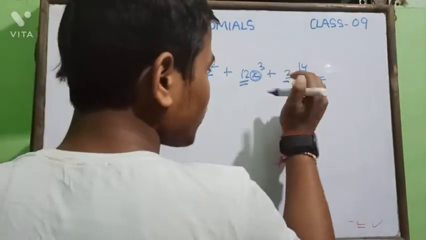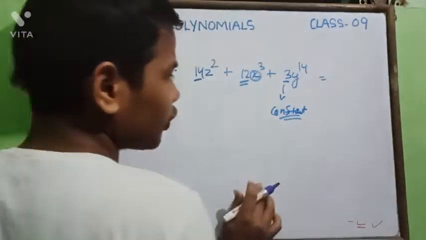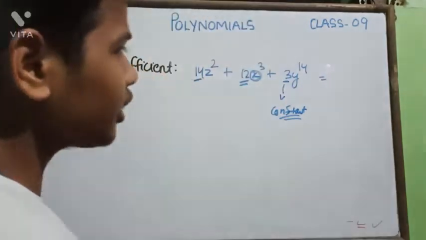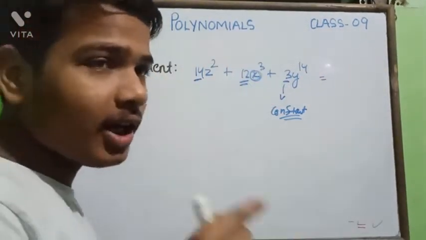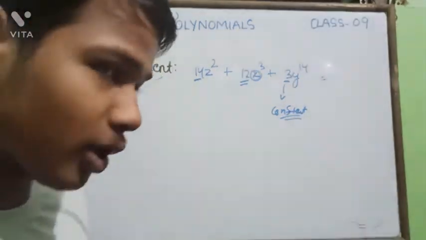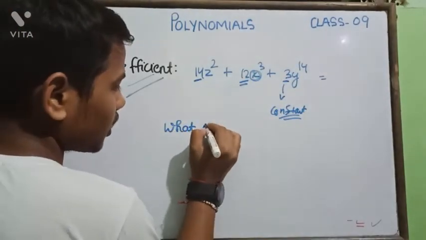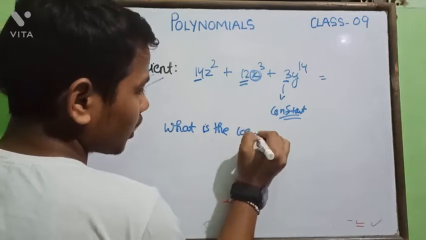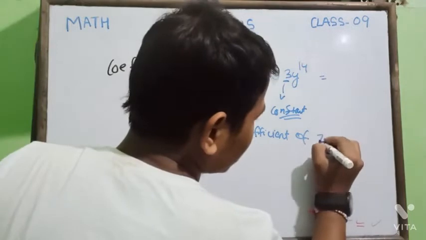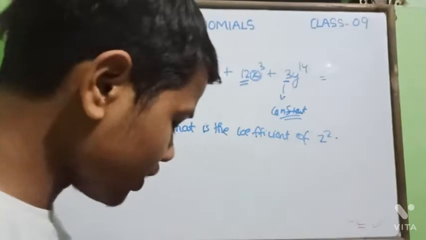The number or the constant before the variable. As I had already told you, a constant never changes, it remains the same. And the constant before any variable is known as its coefficient. And in questions it may ask you, what is the coefficient of z square? It will ask you questions like that.